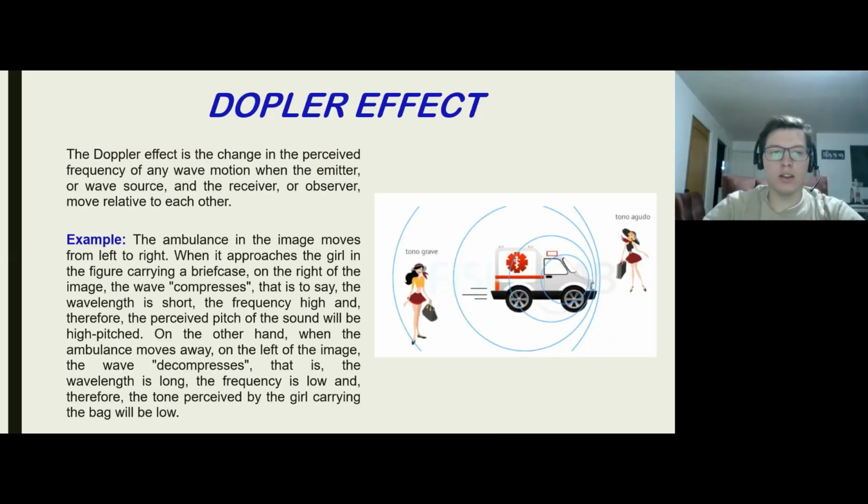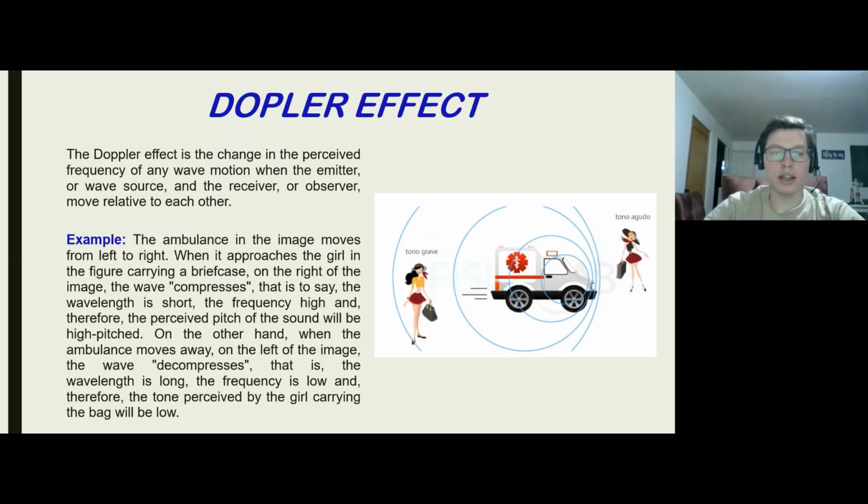Doppler effect. The Doppler effect is the change in the perceived frequency of any wave motion when the emitter of the wave, the source, and the receiver, the observer, move relative to each other. Example: the ambulance in the image moves from left to right, approaching the girl in the figure carrying a briefcase on the right. The wave is compressed, that is to say, the wavelength is short, the frequency is high, and therefore the perceived pitch of the sound will be high-pitched.